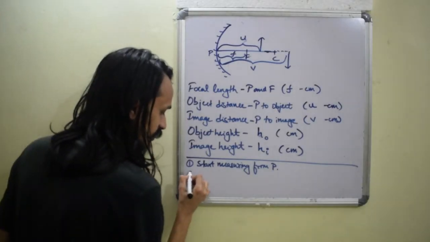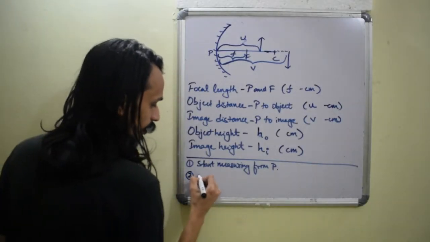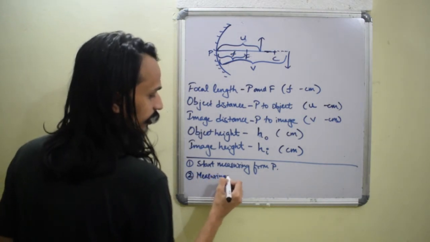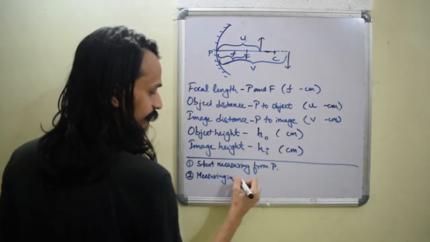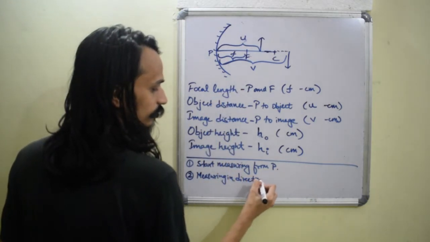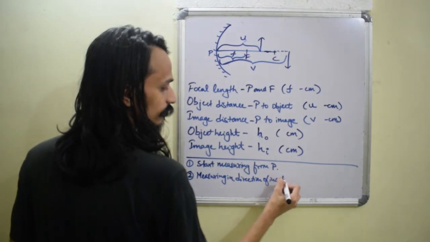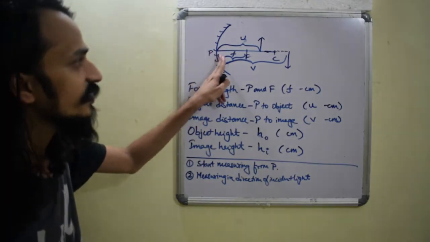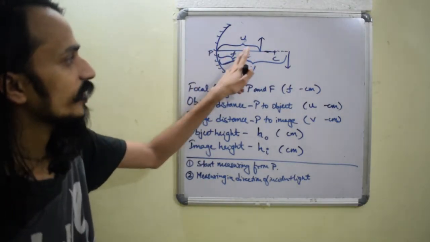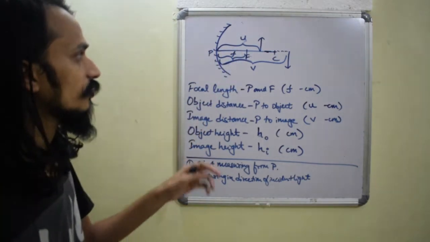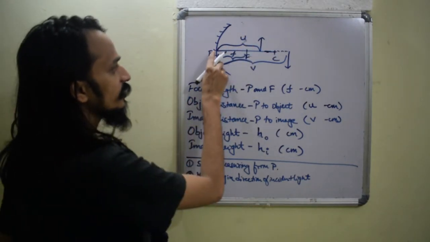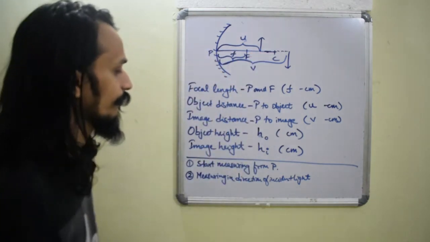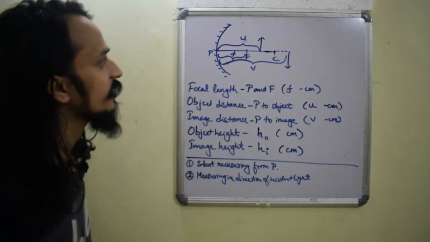So the second rule tells me that we measure in the direction of incident light. Right? So now I am measuring in this direction, right? Right now it's from left to right. If I want to talk about focal length, or let's say about U, I'll say from P to this object I am measuring in this direction. Now where is my incident light coming from?